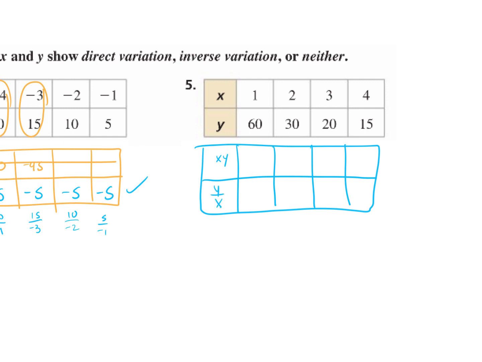Y over x. Awesome. So if it's x times y, it's inverse. If it's y divided by x, it would be direct. So 1 times 60 is 60. 2 times 30, 60. 3 times 20, and 4 times 15, 60. So what would our answer be? Inverse. These have inverse variation. You could try dividing too if you wanted to, but since inverse works, then that's going to be your answer.